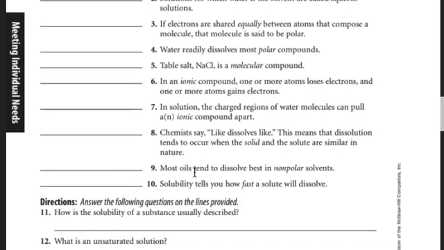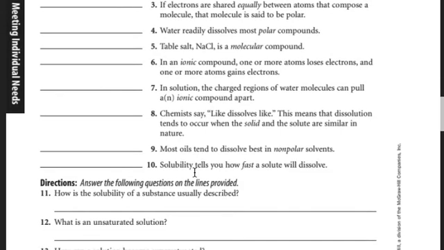8, chemists say like dissolves like. This means that dissolution tends to occur when the solid and the solute are similar in nature. For 8, we're not going to say that this italicized word, solid, is right. That word would be solvent. Like dissolves like. This means that dissolution tends to occur when the solvent and the solute are similar in nature.